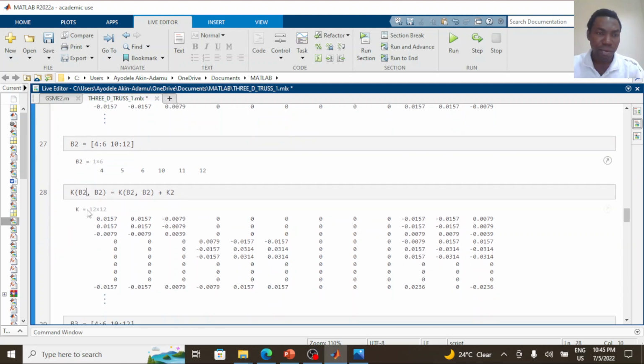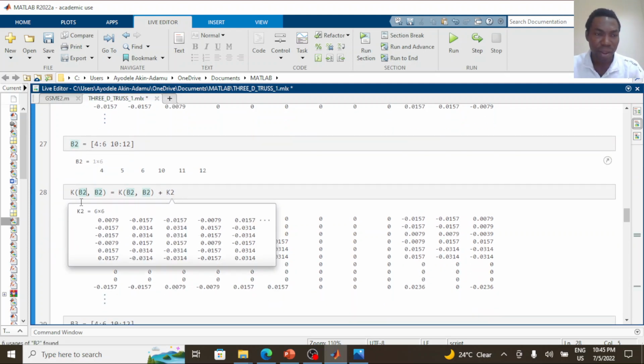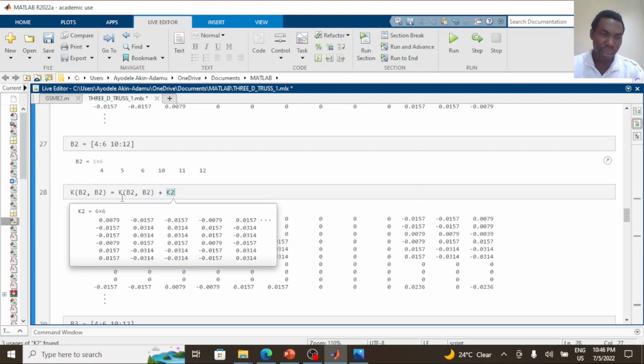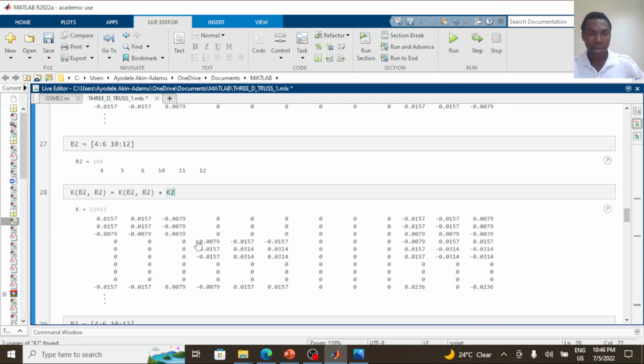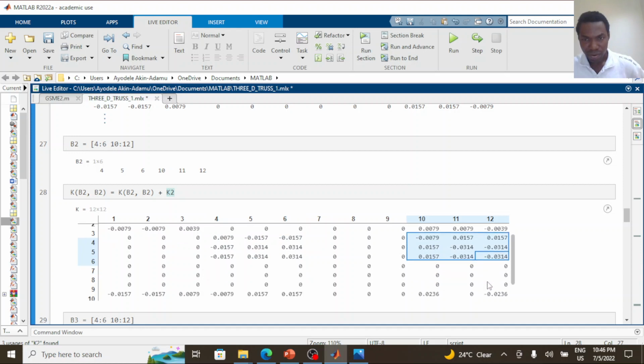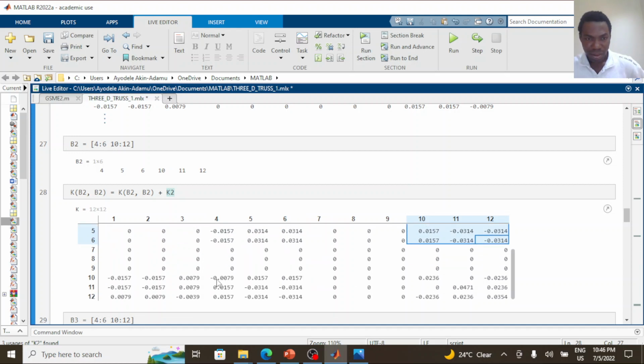I will enter B2 in the same manner that I did for K1. K of B2, B2 equals K of B2, B2 plus K2. So K2 gets added to the zero matrix in that manner, and we can actually see where it's added. I think this is a portion of K2. This is another portion of K2, and I think this is another portion of K2. K2 was added to what was already existing, and K2 was also added at this position too.